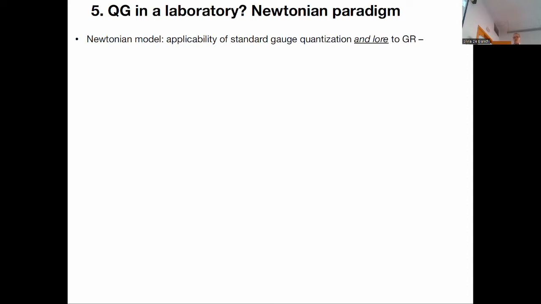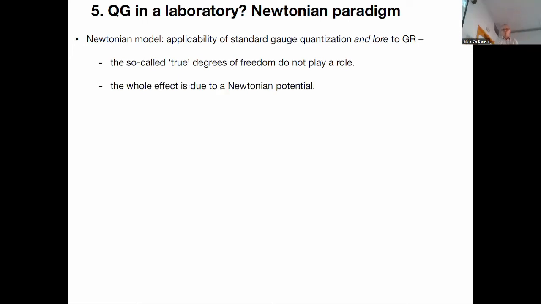One way this was put in the early iterations of the debate was to argue that, from the point of view of the Newtonian model, you needed more than just standard gauge theoretic quantization. You really had to buy into some interpretational ideas about quantum gauge theory. And I think that was a mistake that occurred there. As noted before, the explanation in the Newtonian model totally ignores the true degrees of freedom from gauge theory, the actual physical ones, because these are all in the perturbations and they're just not relevant. Instead, it's all due to the Newtonian potential, which is just a gauge constraint term.